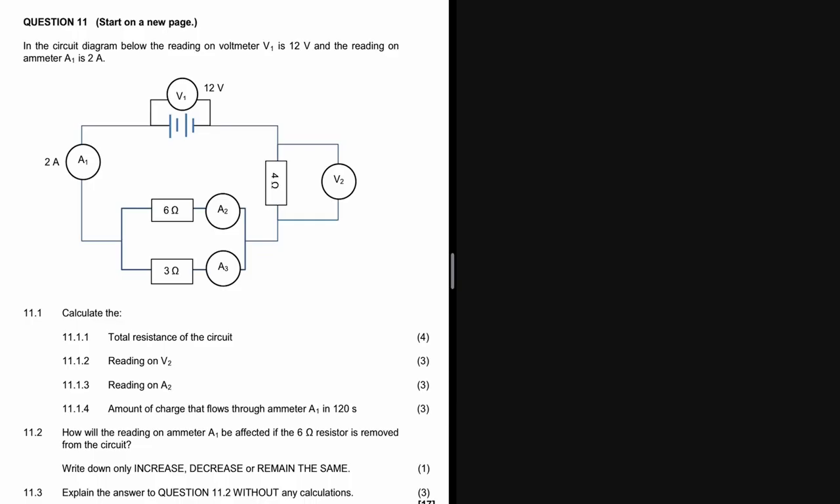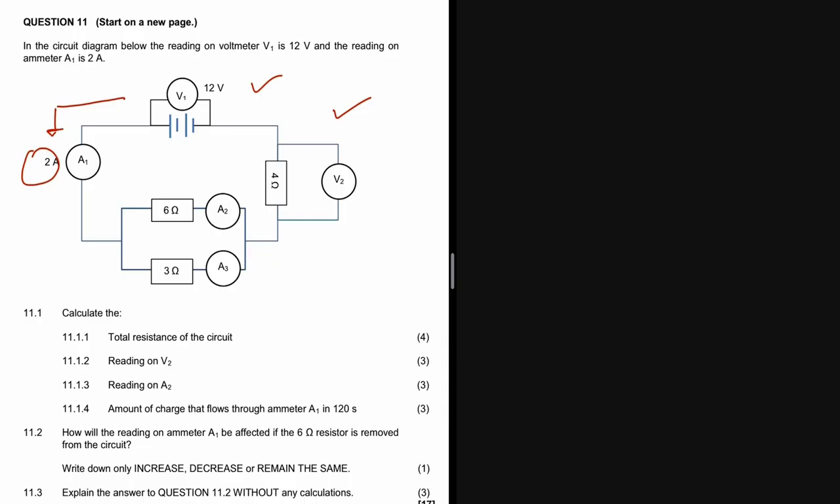The first question says, in the circuit diagram below, the reading on voltmeter 1 is 12 volts and the reading on ammeter 1 is 2 amps. If you look at the diagram, voltmeter 1 is the total voltmeter of the circuit since it is placed on the battery. Therefore this current, which is 2 amps on ammeter 1, is going to be the total current, because it's the current that comes out from the battery and flows around the circuit.